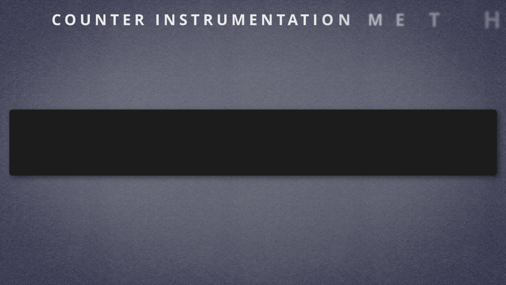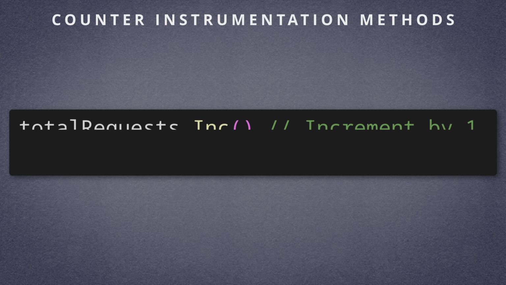Now, in instrumentation, counter metrics only have 2 methods to update their value. The inc method allows you to increment the value by 1, and you would usually do that when you've just handled a request or some other type of countable event in your application, and you just want to record that it happened.